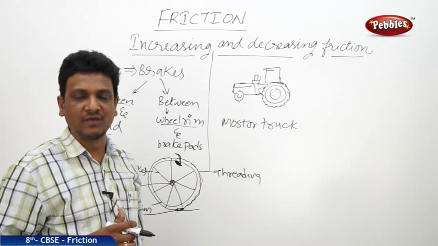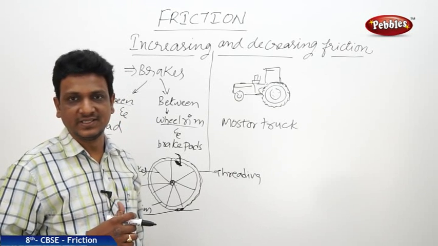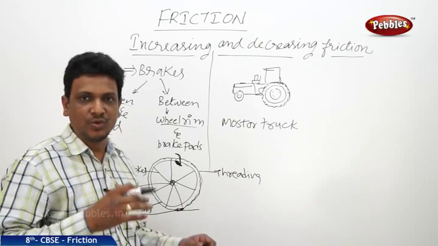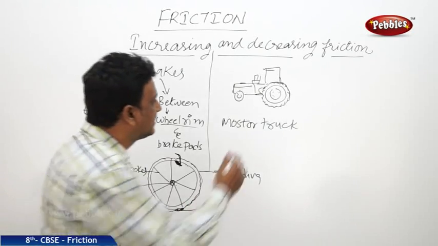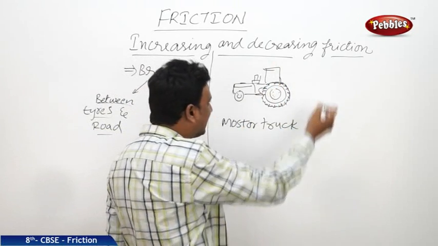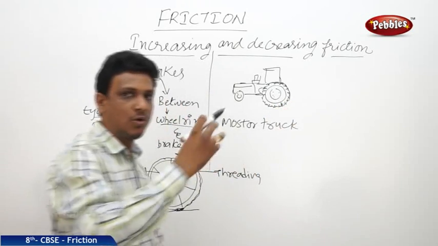The tractor is used for plowing, seeding, other activities. So there it has to move in the loose soil. It has to move in the mud soil. Then it needs more friction. So the friction of this tractor tire is increased by keeping more threading.